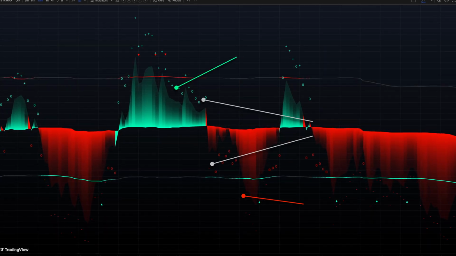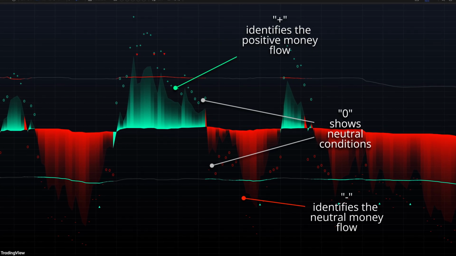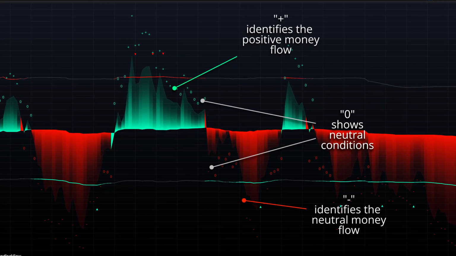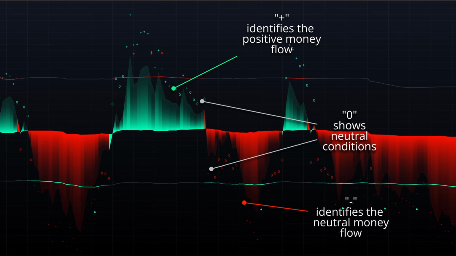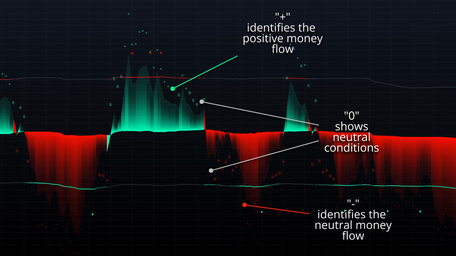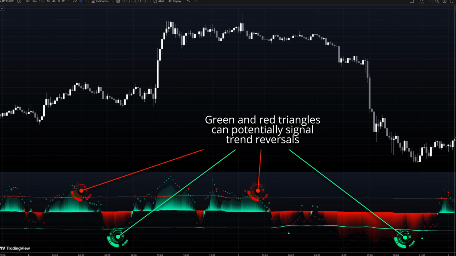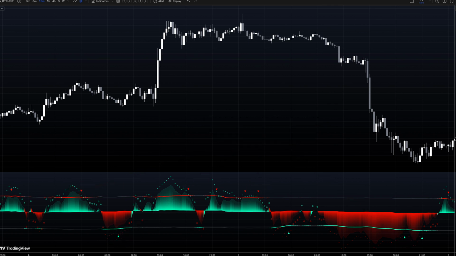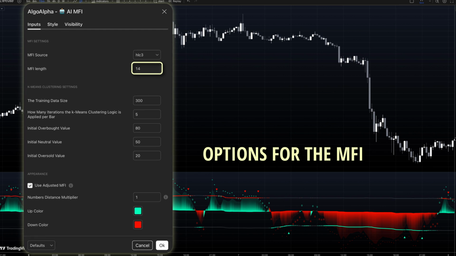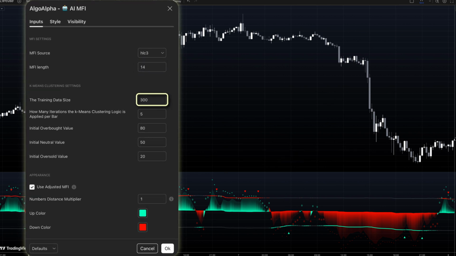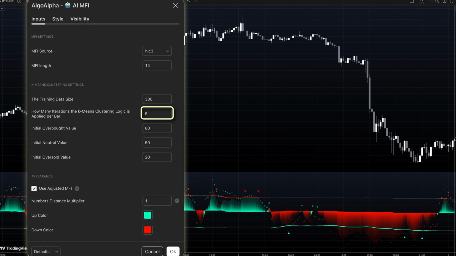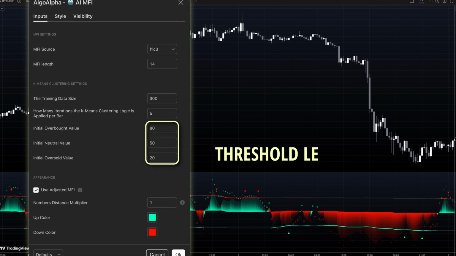The clustering process involves taking initial reference points, grouping data based on distance to these centers, calculating new averages for each cluster, and repeating this process multiple times, along with bullish and bearish triangle markers indicating reversals. The indicator includes customization options for the MFI calculation period, historical data size, clustering iterations, and initial threshold levels.